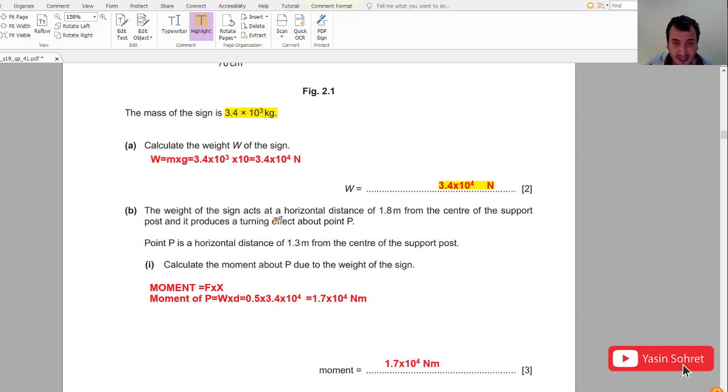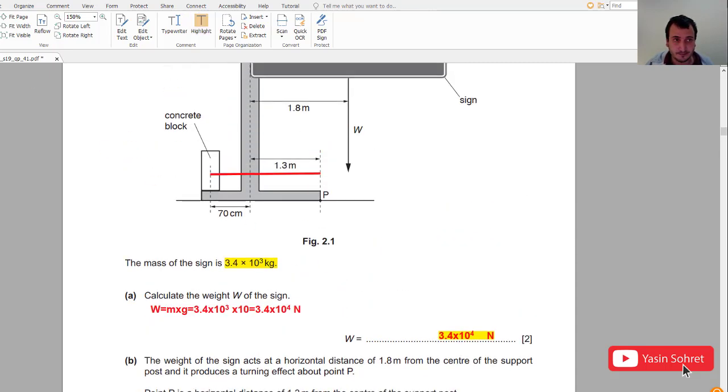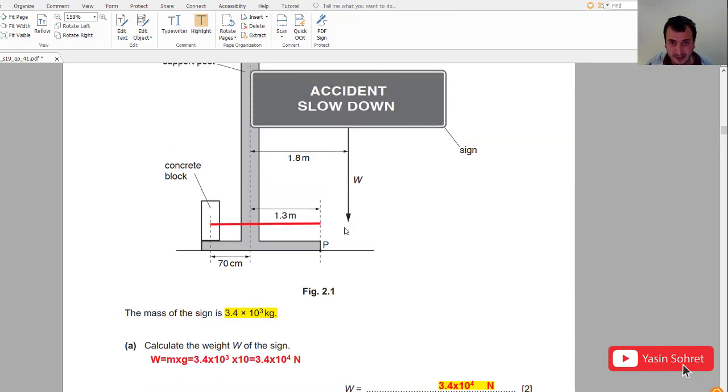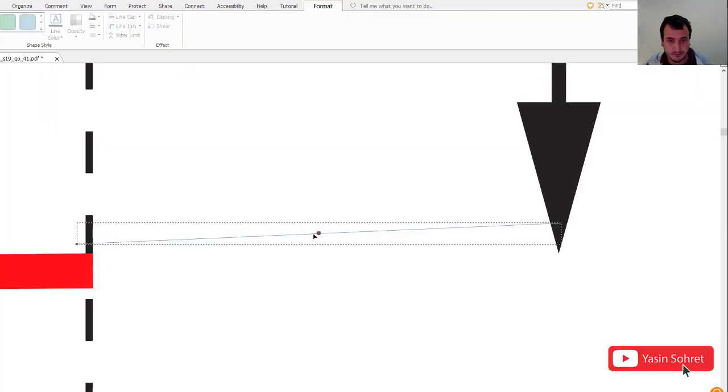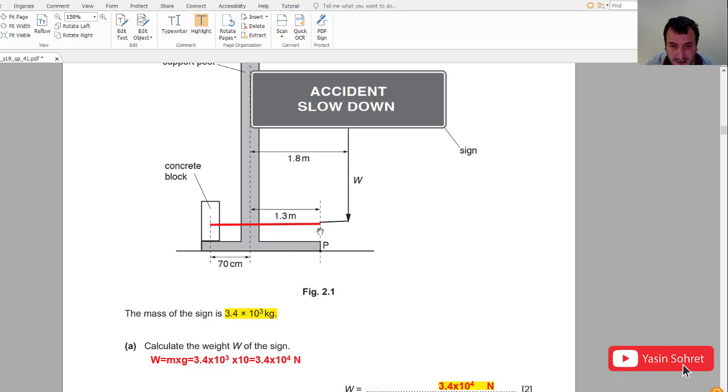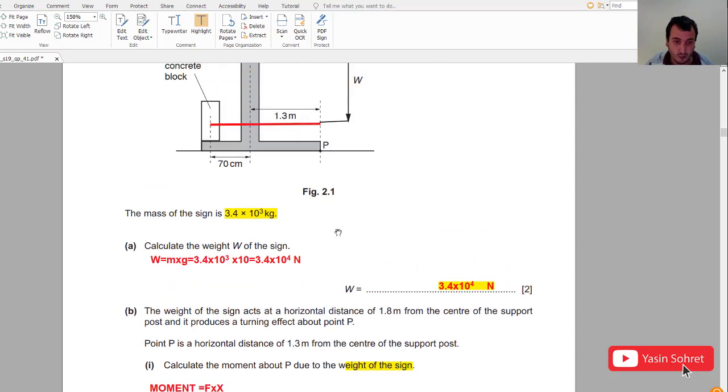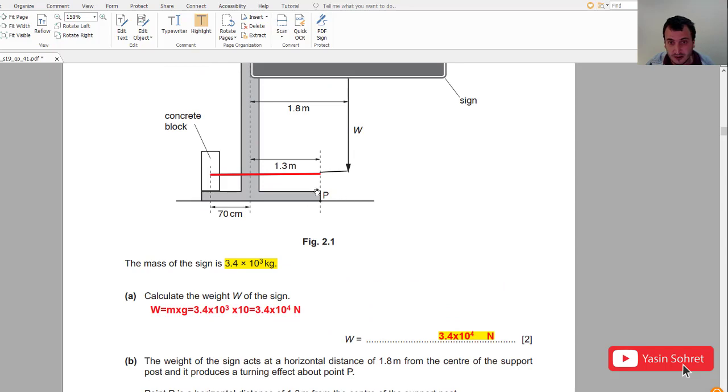The weight of the sign acts at a horizontal distance of 1.8 meter from the center of the support post and produces a turning effect about point P. The point P is a horizontal distance of 1.3 meter from the center of the support post. Calculate the moment about P due to the weight of the sign. This is the weight; from the weight to the post is 1.8, and from the turning point P to the post is 1.3 meter. So this part is going to be 1.8 minus 1.3, which is 0.5 meter. We know that moment is equal to force times perpendicular distance.